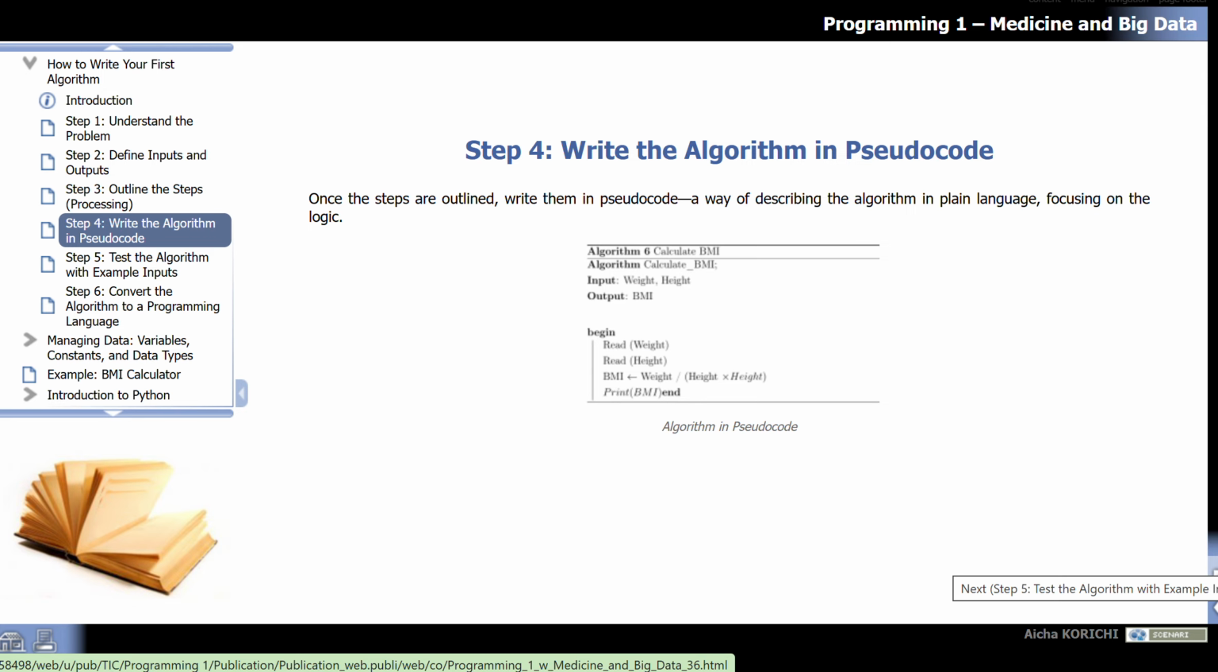The fourth step is to write the algorithm in pseudocode. Once the steps are outlined, we write them in pseudocode, which is a way of describing the algorithm in plain language, focusing on the logic. So this is an example of an algorithm. We have three parts, which are the algorithm name, the declaration part, and the body part. The body part starts with begin and ends with an end.